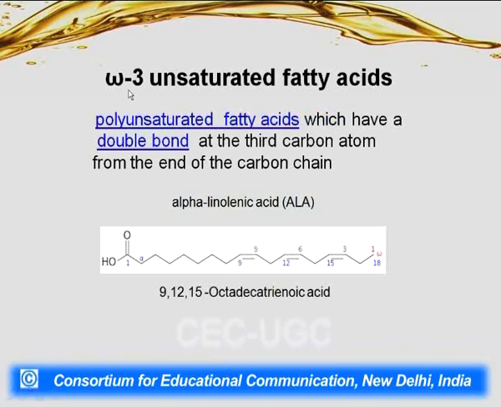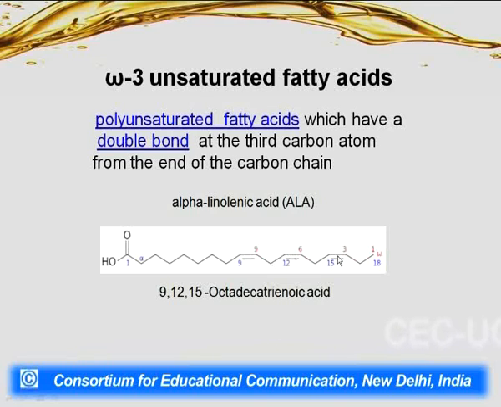Now let us come to the nomenclature part of the unsaturated fatty acids, which I said just before that these polyunsaturated acids are classified on this basis. Now this is a chain of a carboxylic acid. This is the carboxyl part and this is a carbon chain. This is an 18 carbon acid. Now in this 18 carbon acid there are 3 double bonds, 1, 2, 3.